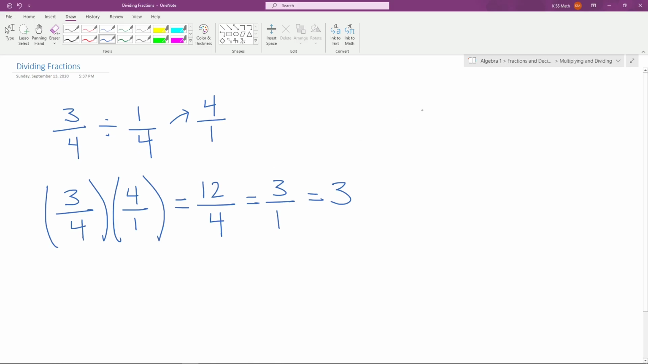A more common way you might see this is like this. 3/4 over 1/4. Now you can still do the same thing and flip the 1/4 and multiply, but what I like to do is multiply the outer numbers here, so 3 and 4, and I'll put that as the top number, which is 12. And then I'll take the inner numbers, 4 and 1, multiply those, and put that at the bottom. And again, I end up with 3/1, or 3. And that's the final answer.